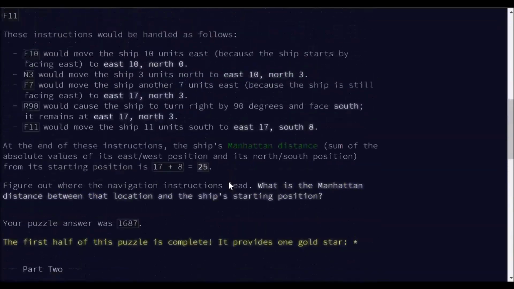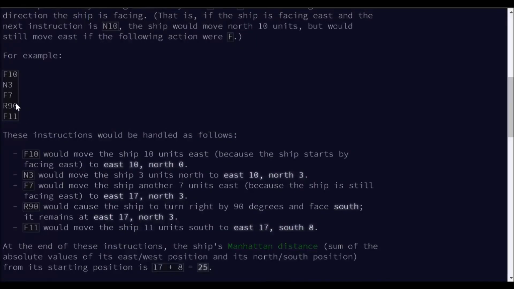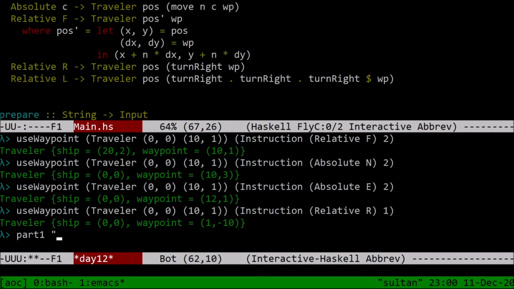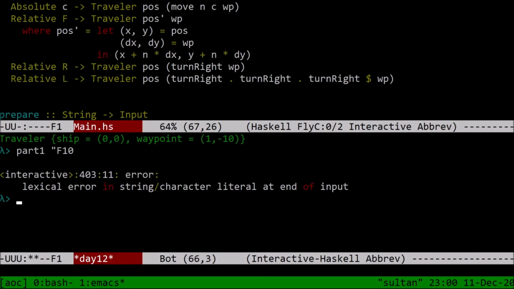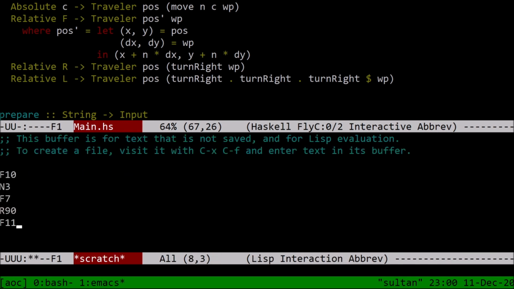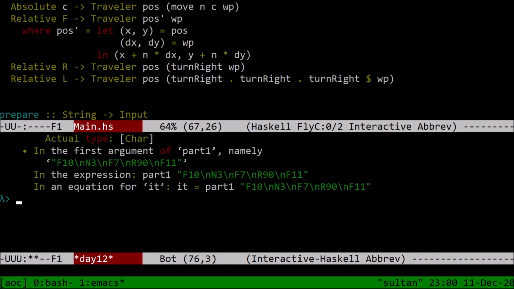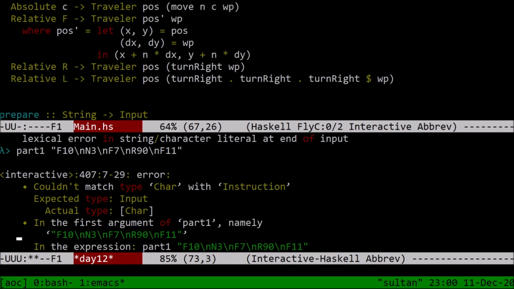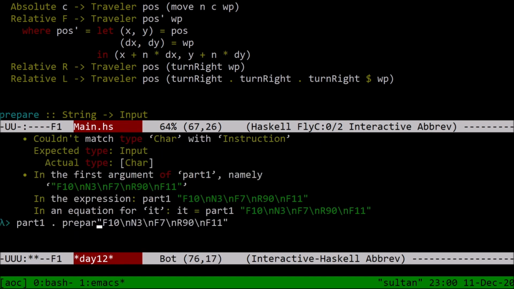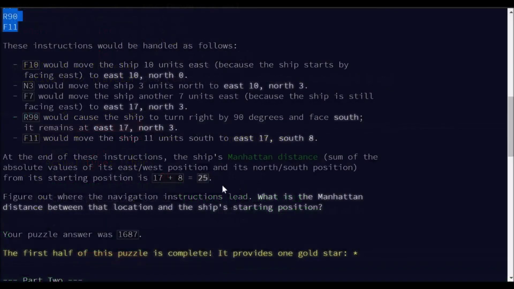Okay, well, let's parse the example input they gave us, right? Let's just try this and see if we get that right. Part one of this. No, this. Ugh. There you go. When you paste, it doesn't matter. Just stupid stuff about how I'm managing my windows, and how GHCI works in Emacs, which is not amazingly, but tolerably. If I do this, of course it wants part one prepare. It says 25. That's the correct answer. See? 25.